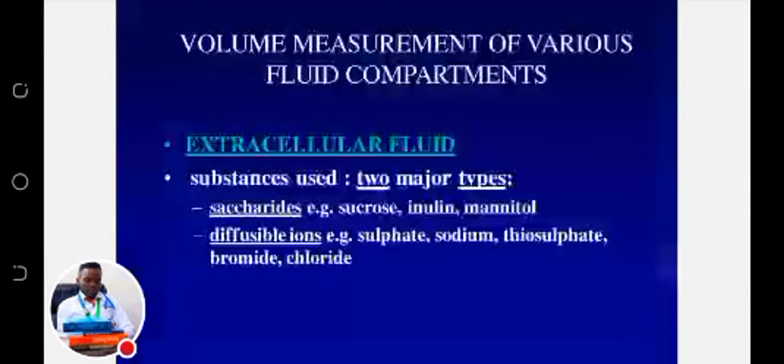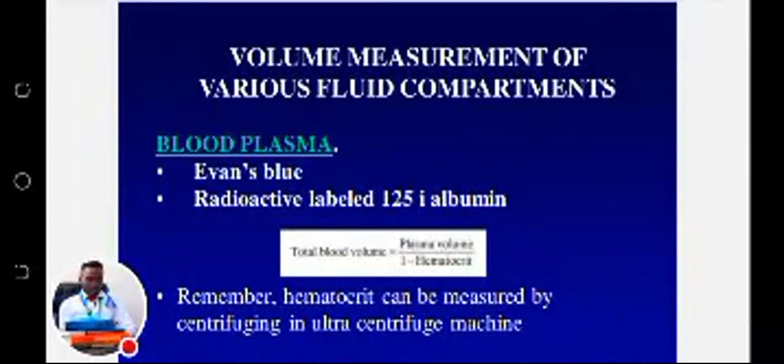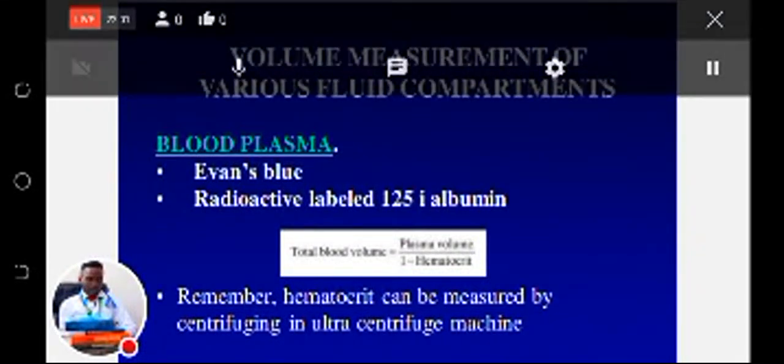For volume measurement of extracellular fluids, we have two major types of substances used. The saccharides, for example glucose, sucrose, inulin, as well as mannitol. Then diffusible ions, for example sulfate, we use sodium sulfate, as well as thiosulfate, bromide, and chloride.